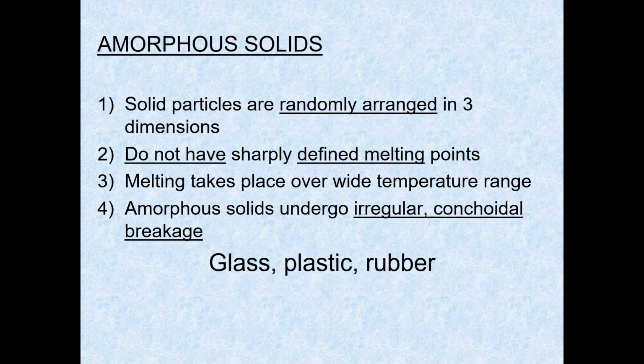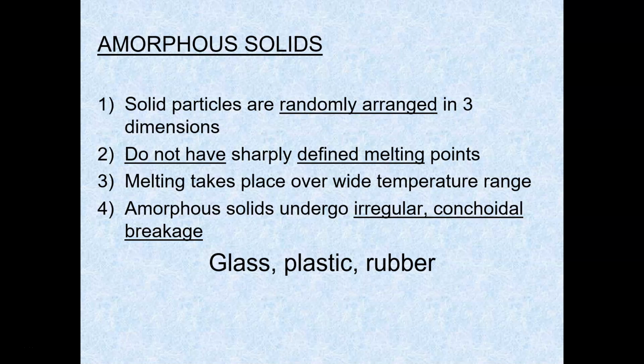Amorphous solids. Amorphous solids are solid particles. They're randomly arranged in 3 dimensions. They do not have a sharply defined melting point. Melting takes place over a wide temperature range. Amorphous solids undergo irregular conchoidal breakage.